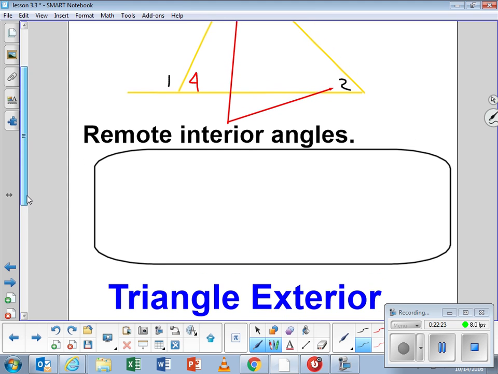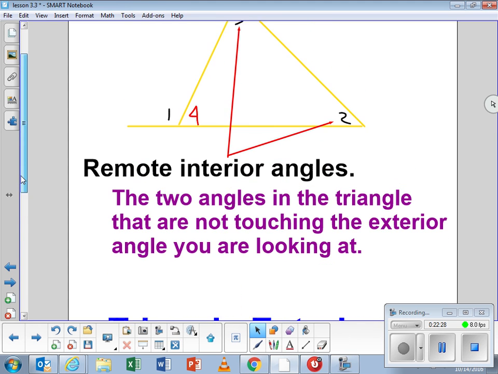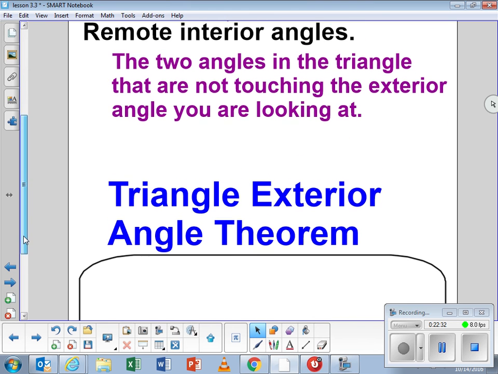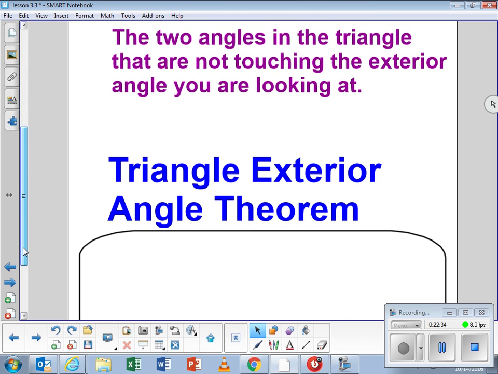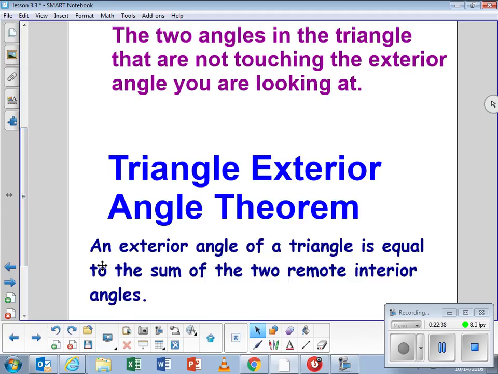And then remote interior angles. Make sure we write down what this says: 2 angles in a triangle that are not touching the exterior angle you're looking at. And then the theorem: the exterior angle is equal to the sum of the 2 remote interior angles.